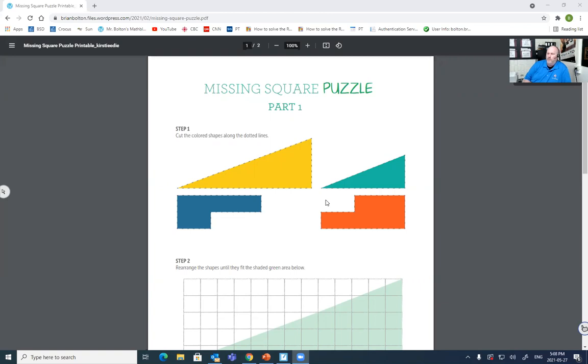So if you have printed it off, and for those that are still printing, I want you to cut out those 4 top shapes, the 2 triangles and the 2 rectangles with pieces missing. Polygons, I guess we just call them polygons, right? Sorry, cut those out. I don't know if you've ever seen this puzzle. It's actually kind of fun.